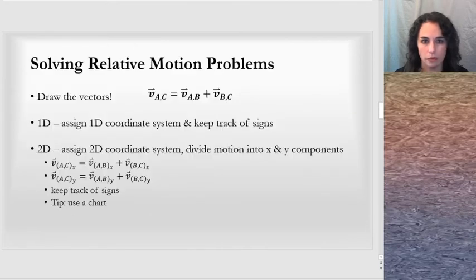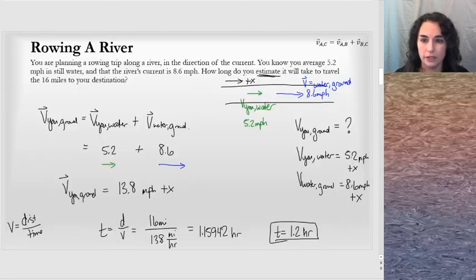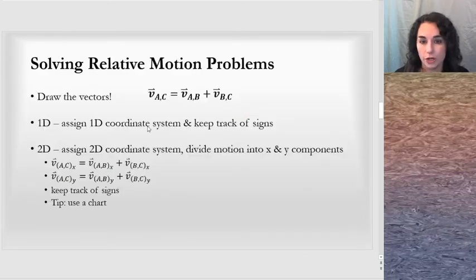How to solve relative motion problems. Draw the vectors. I got that picture going, and it may even have been intuitive to start drawing a picture. These pictures are powerful to help you solve the problem and to fill out your equations. So, assign a coordinate system and keep track of your signs. We had two positives in that problem, but you can see if you were trying to go against the river or across the river, etc.